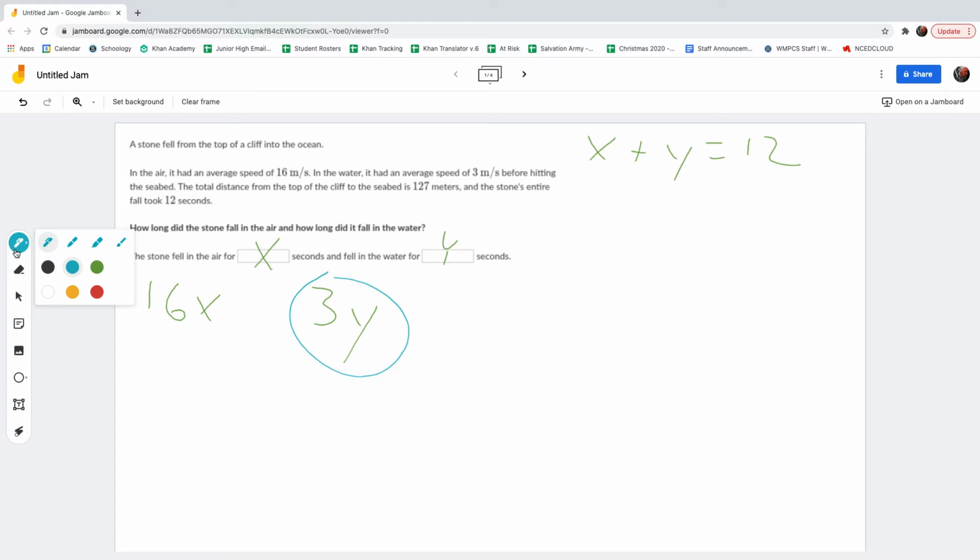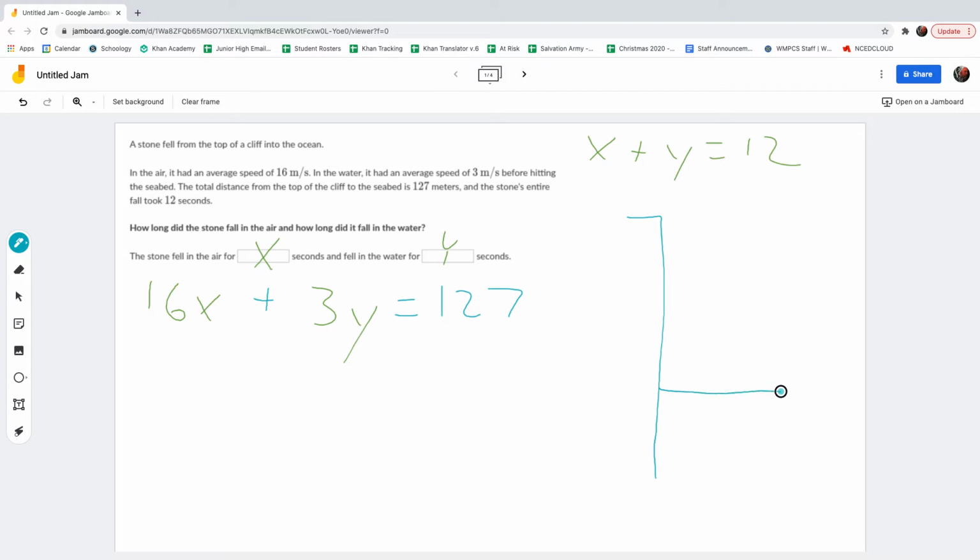So what does this mean for us now? If we knew it traveled 16x meters in the air and 3y meters in the water, we can add those two things together, and what we will get is a total of 127 meters. Let me show you this in a picture. It might help out. So here's my cliff. Here's the water, and I am dropping a stone. Well, that stone falls.